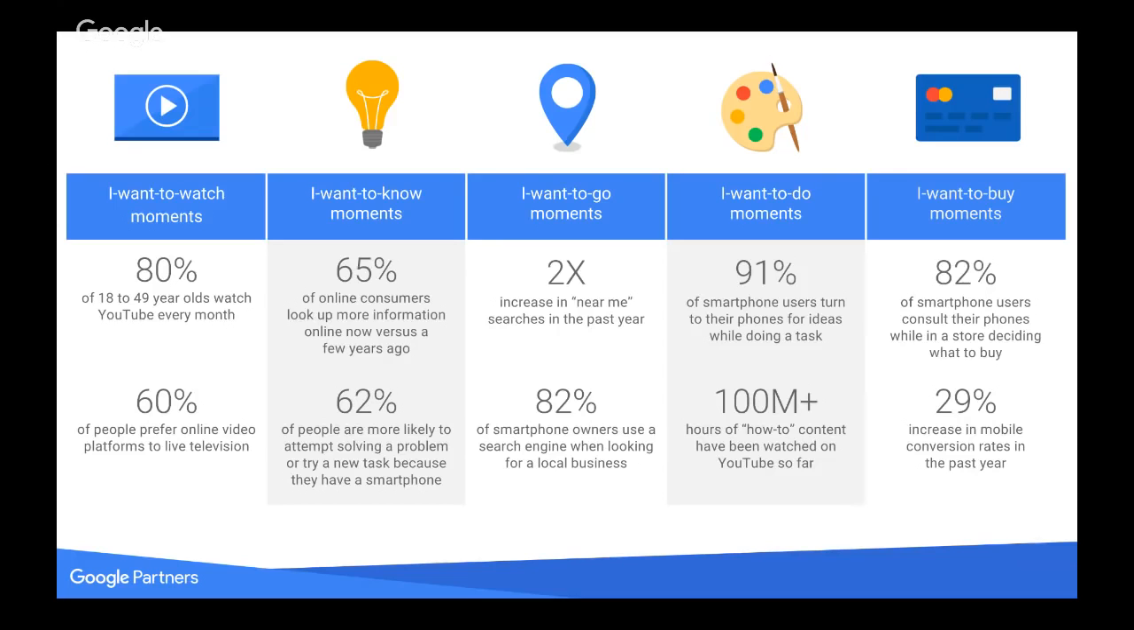Take an example of something like an "I want to watch" moment. Maybe you're thinking about your favorite TV show. The first thing you'd probably do is walk up to your computer and look for your favorite episode or your favorite clip. And just like you, about 60% of people do prefer searching online versus live television.